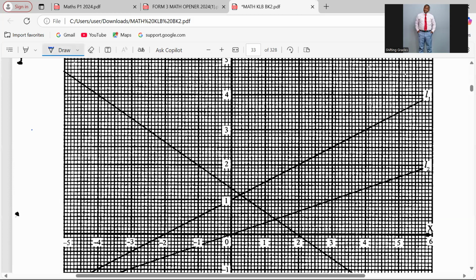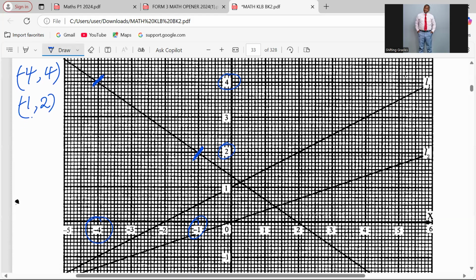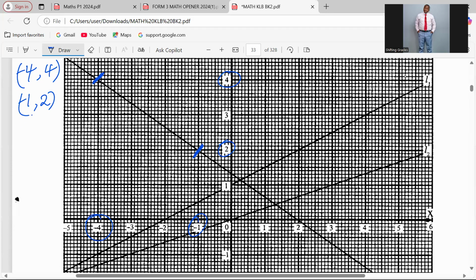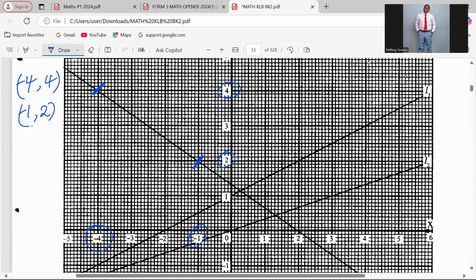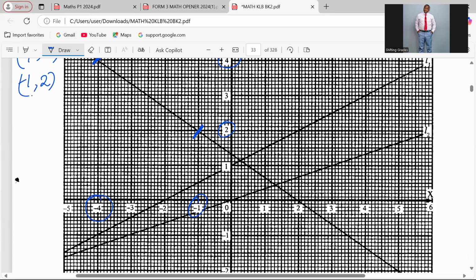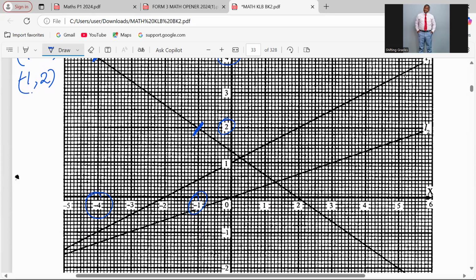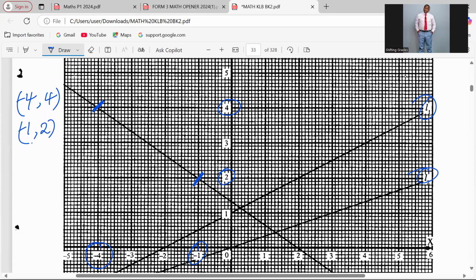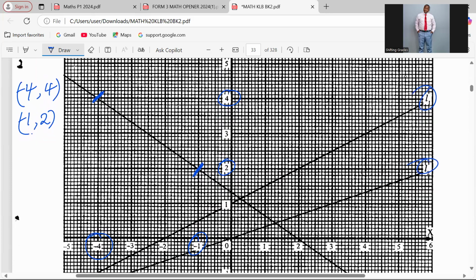Two coordinates on the line. Let me use a blue color. One coordinate is here. That is -4, 4. And another coordinate is here, which is -1, 2. Those are some of the coordinates of the given line. So any fixed coordinates can help us to get the same gradient. So when I work this one, I expect you now to proceed with the other lines, L1 and L2, which are having positive gradients, and get us the gradient.